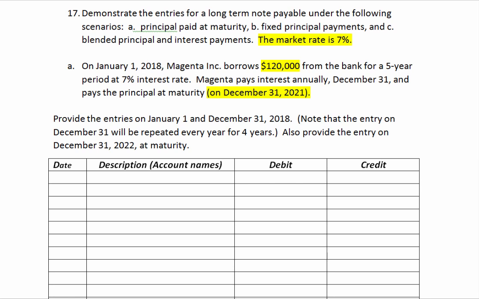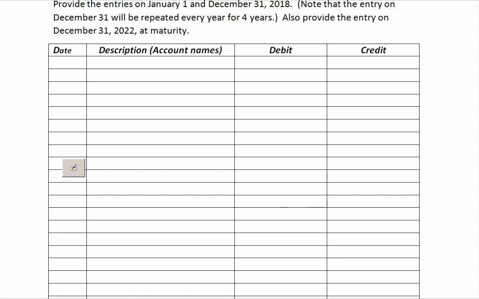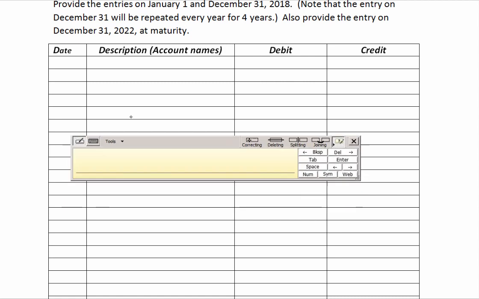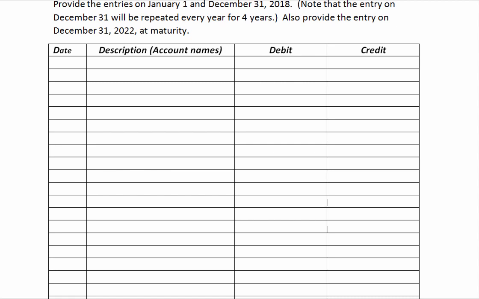And this is a par note payable, meaning that the market interest rate is 7% and the loan interest rate is 7%. So this is a par note payable. No time value of money. We're just looking at how we can pay loans. And there are 3 ways that we could pay a loan. So we could borrow the money and not pay anything except for interest.